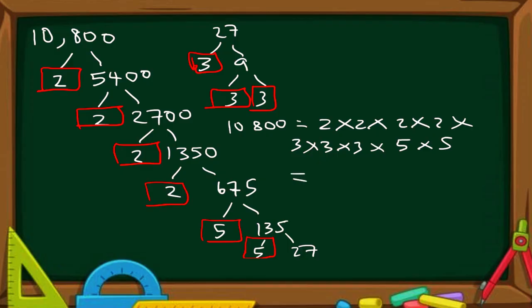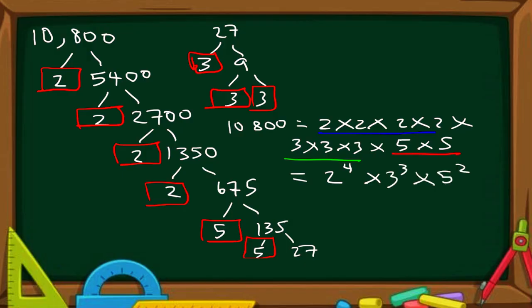So now let's write it using exponents. There are 4 2's that we see here. So that's 2 to the power of 4. And then we have 1, 2, 3 3's. So that's going to be 3 to the third power. And then there are 2 5's, or 5 squared.